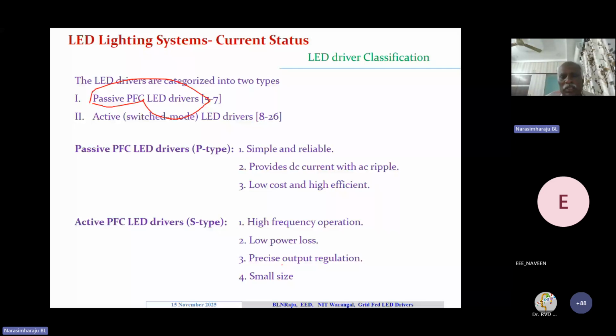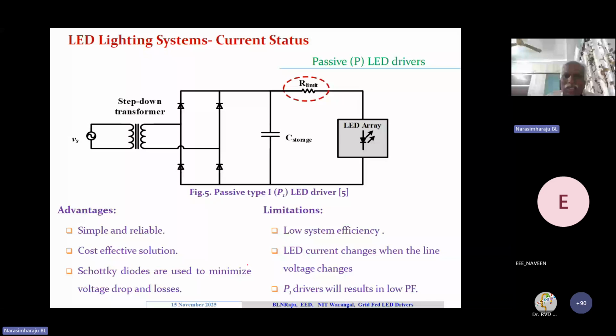Moreover, with these active converters, we can design an effective closed loop operation, by which we can provide precise output voltage regulation. We can provide the required constant output voltage and current, which is required for the LED light system. So that way they are more efficient, low cost and compact in size.